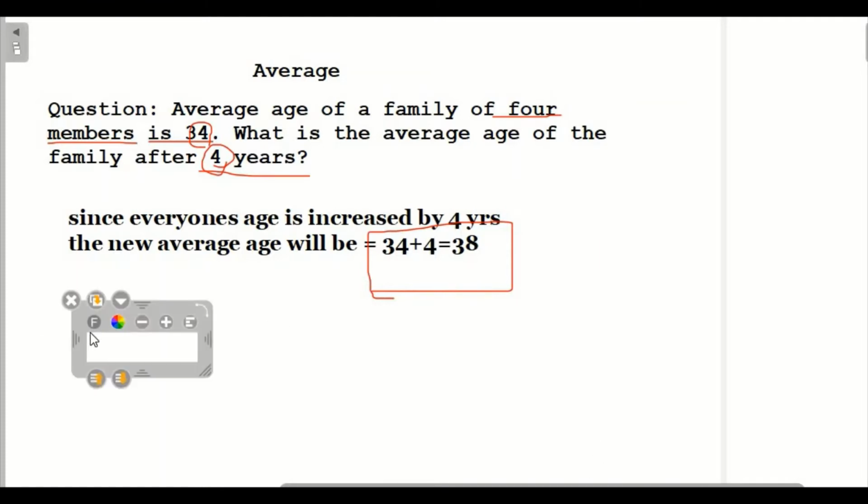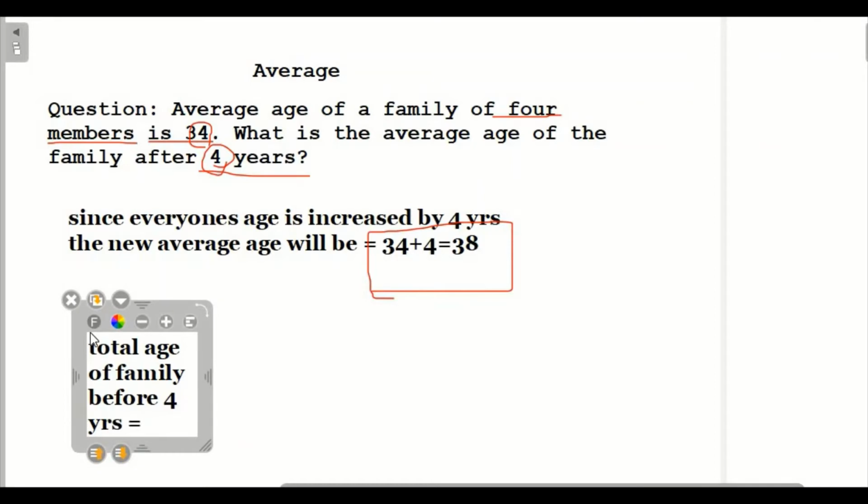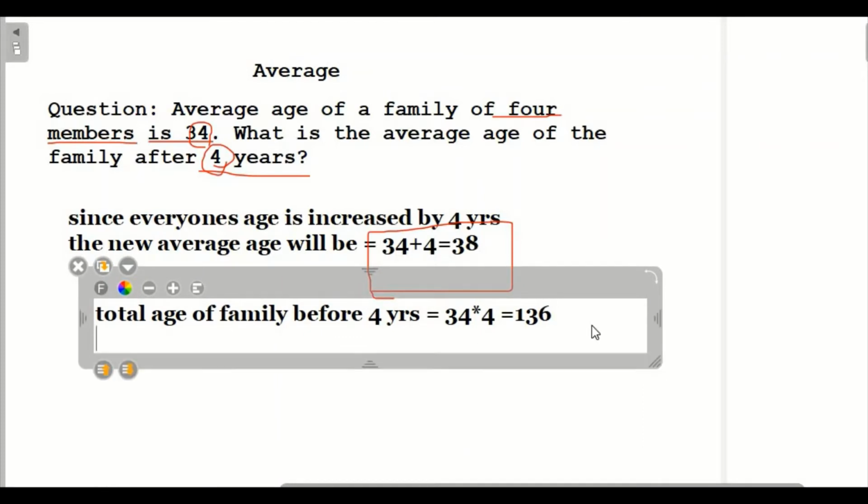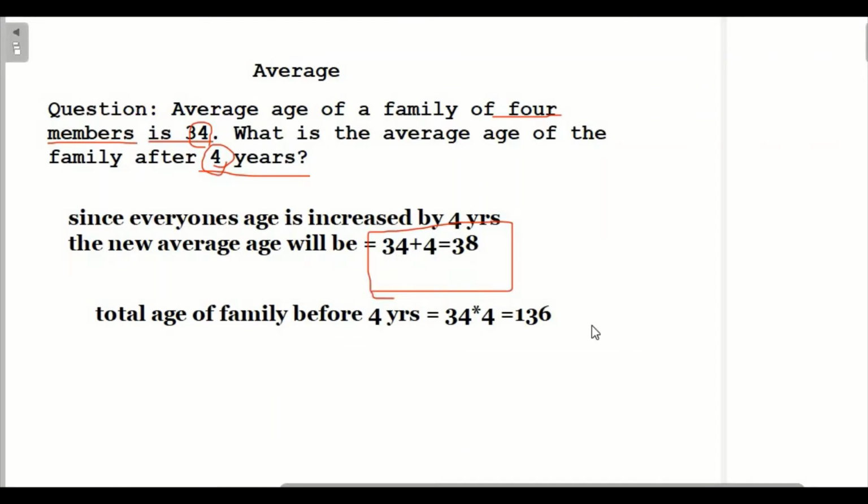Let me do it with the traditional method. I'll show you how it works. So the total age of the family before 4 years is equal to 34 into 4. So it is 136. It's a traditional method. You just go with the shortcut method that I told you. I just wanted to show you how it works.